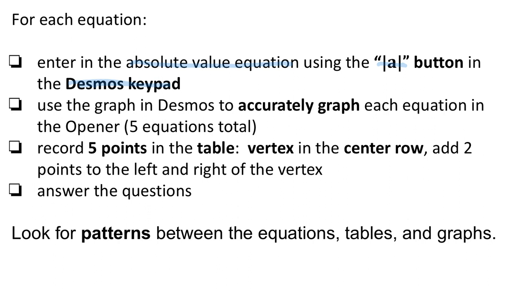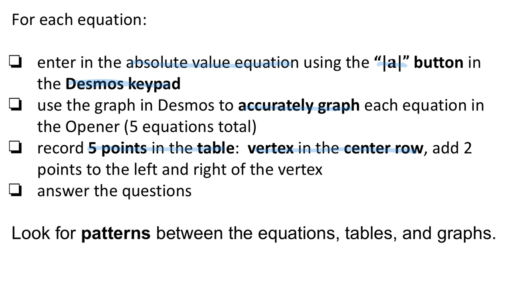You are going to use the graph that's created to accurately graph each equation for the opener and record 5 points in the table. The vertex is going to be in the center. Make sure you circle or highlight that so you get points on both sides of the vertex. You're going to have 2 points to the left and 2 points to the right of the vertex.